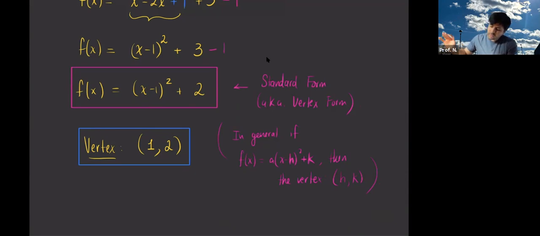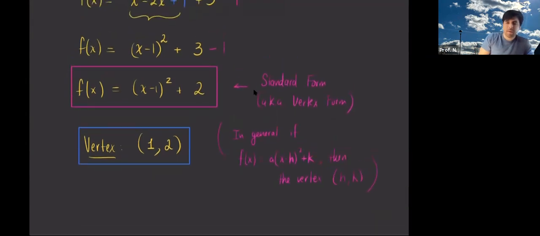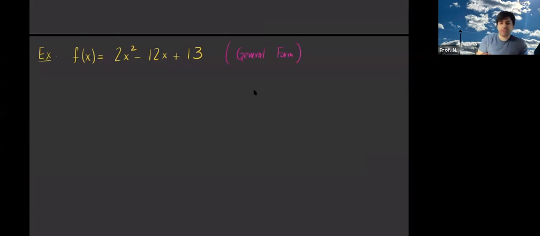So far, so good. I hope we're all good with this. Okay, now I'm going to give you another example, and this time this example also requires something a bit further. So if I'm given f of x is equal to 2x squared minus 12x plus 13. Again, this is in what form? General form, right? I want to convert this to standard form.